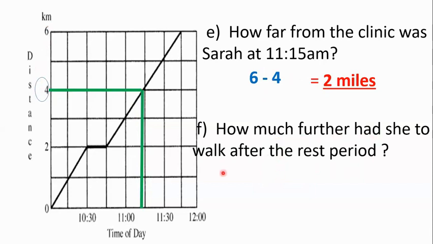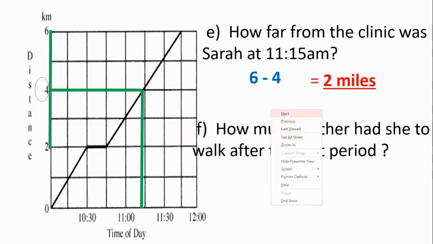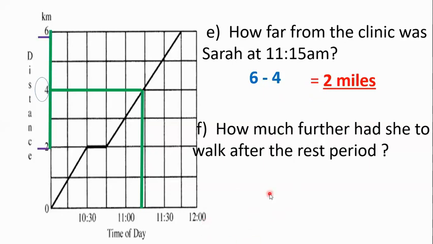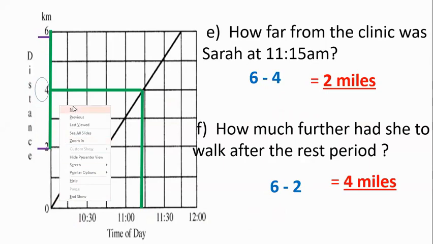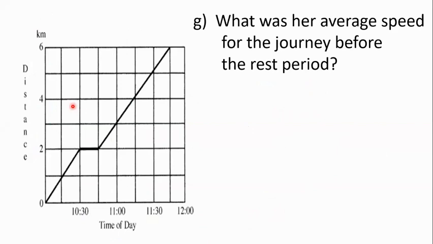How much further did she have to walk after her rest period? How much further? 4, okay? Very good. So 6, take away 2 will give us 4. Why is this taking so long to come in? Which will give us 4 miles. So 6, she was here, and then she had to go here. So 6 take away 2 is equal to 4 miles. So it's your paper. If you see a question and you're not sure, map it out. See how I was mapping it out? Map it out where it can make some sense to you.